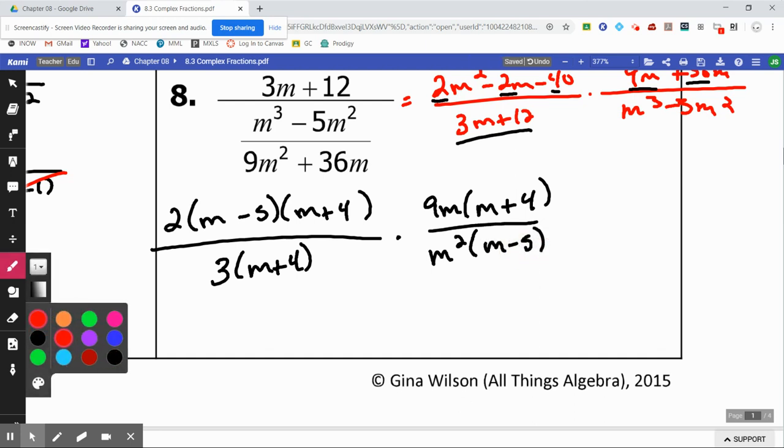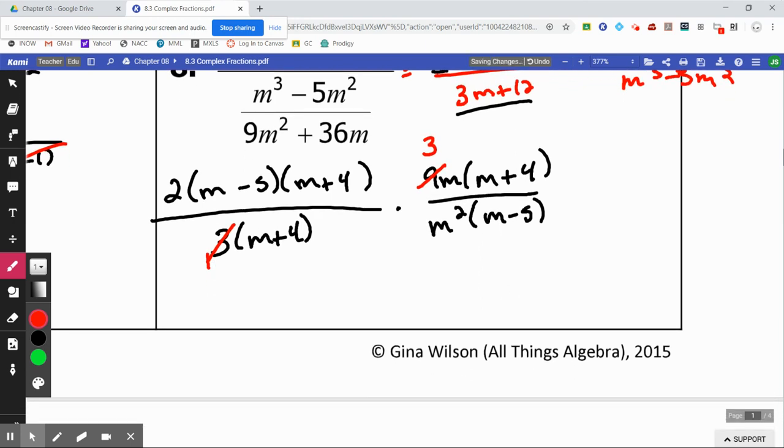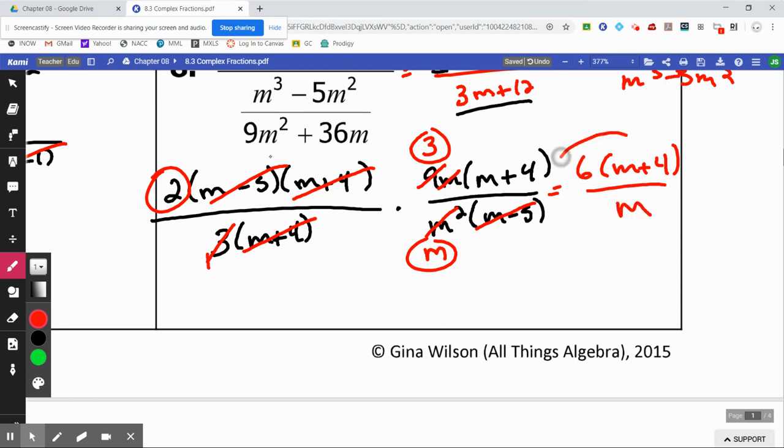Now, cross-canceling or reducing, monomials, let's say the 3 and the 9 reduces to a 3 and a 1. And that's it for those. The m and m squared, you have 2 on bottom, 1 on top, leaves you with a single 1 on bottom. And that's all of your cross-canceling, except for your binomials. M plus 4s are gone, and m minus 5s are also gone. So you are left with a 2 and a 3 on top, which gives you a 6. And on bottom, you're left with just the m. So there's your final answer.